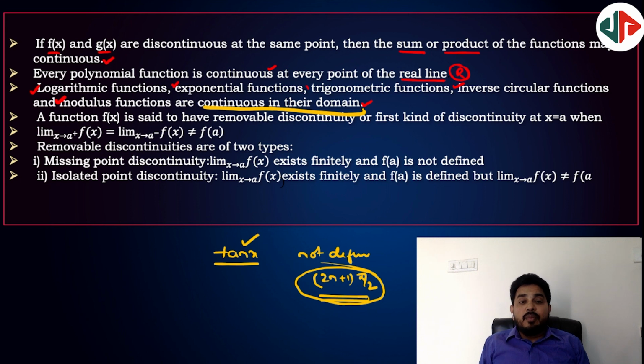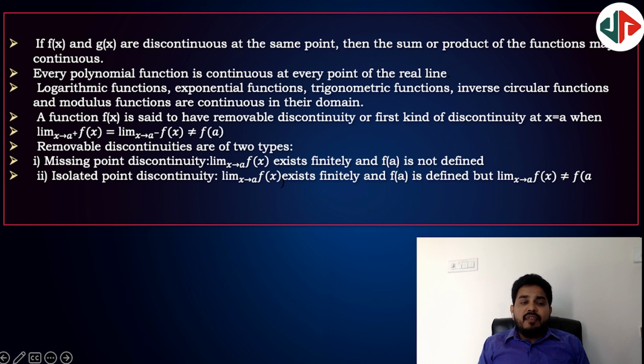Now, in this slide, they are talking about a function f of x said to have removable discontinuity. Removable discontinuity means left limit is equal to right limit, the limit exists, but is not equal to the function value. So how do we remove it? We redefine this function. So that is called removable discontinuity.